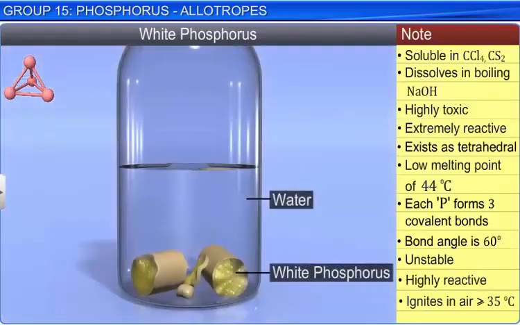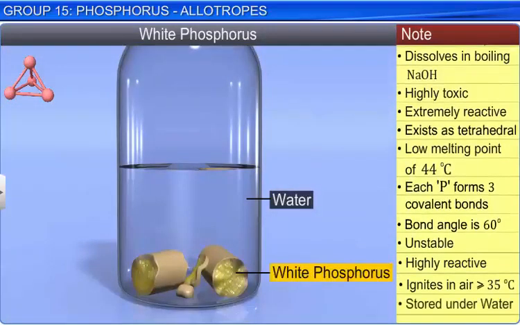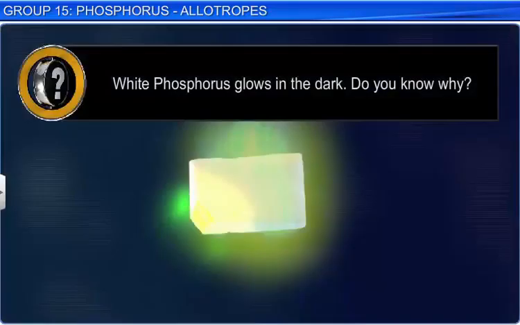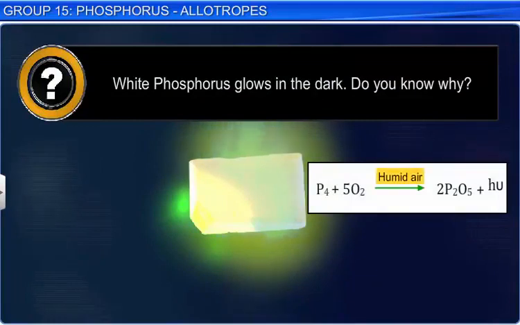Owing to its high reactivity, white phosphorus is stored underwater. White phosphorus glows in the dark. Do you know why? In contact with humid air, white phosphorus gets oxidized. This reaction is associated with the emission of light. As a consequence, it glows in the dark. Note that the emission of light or electromagnetic radiation during a chemical reaction is called chemiluminescence. Thus, white phosphorus exhibits chemiluminescence.